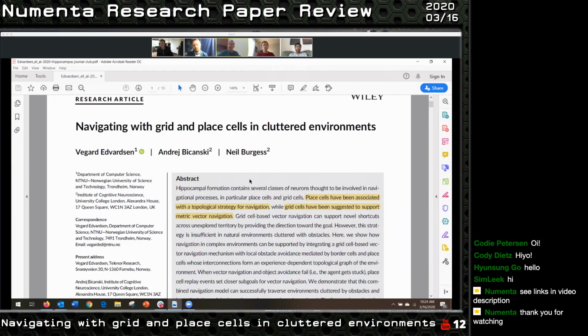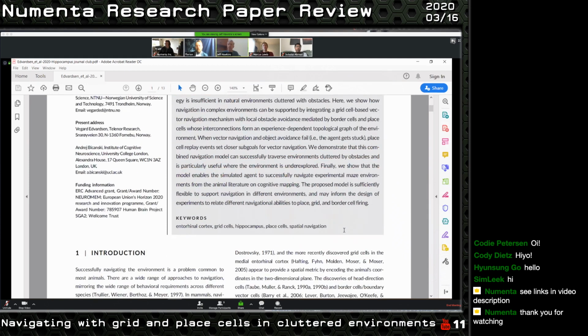And they call it a topological strategy. So in this highlighted text in the abstract, we have: place cells have been associated with topological strategy for navigation. Grid cells have been suggested to support vector navigation. And the idea with using place cells for navigation is you just retrace your steps. So if I've gotten from A to B and I want to go back to A again, I can retrace my steps using the places I visited. That would be the topological strategy. And the vector strategy says, no, I just go straight from B back to A.